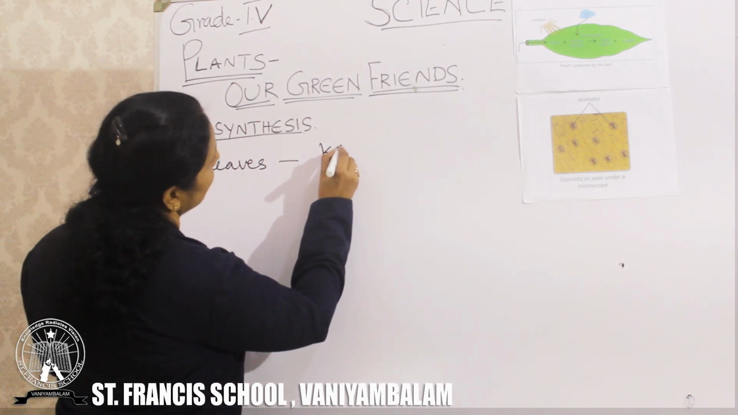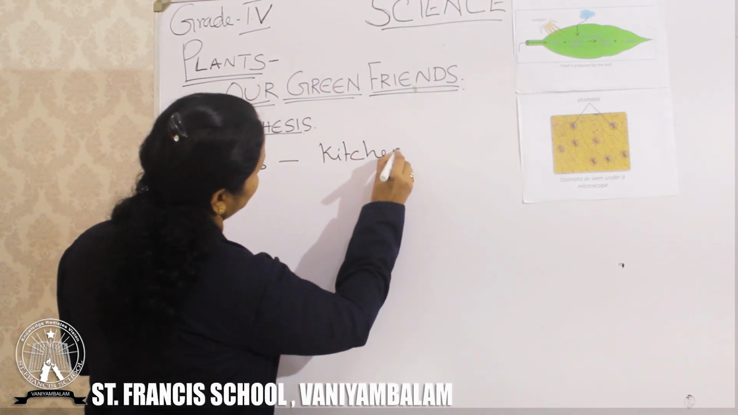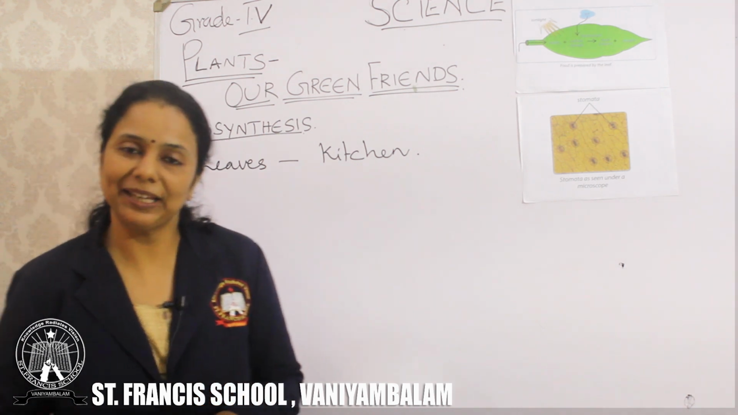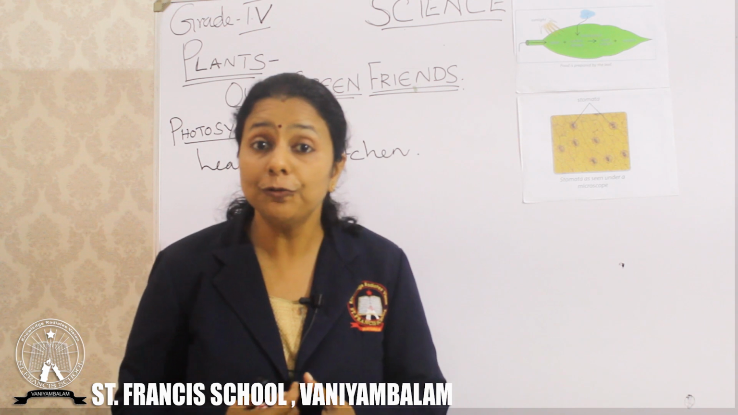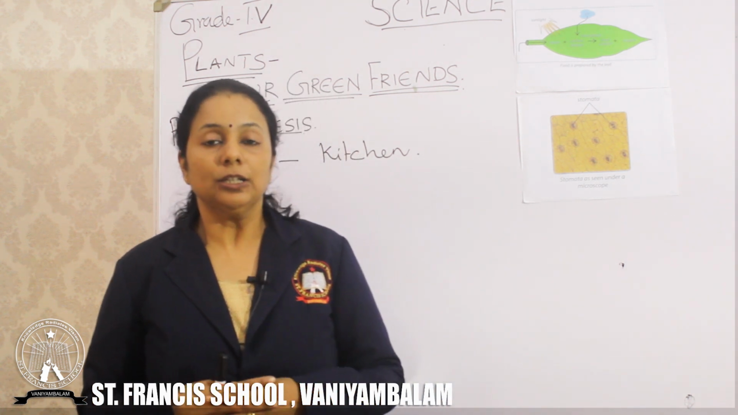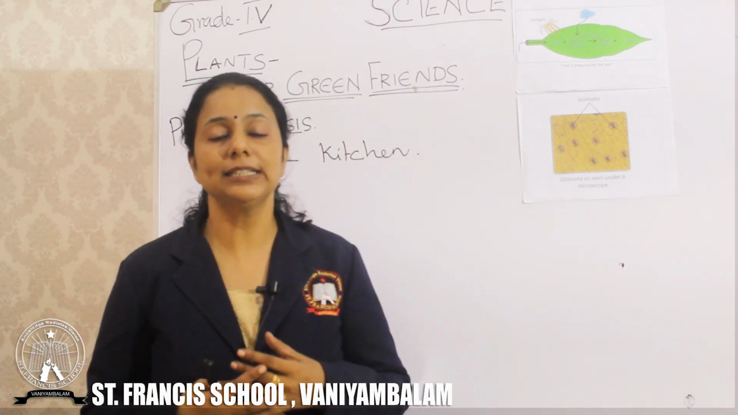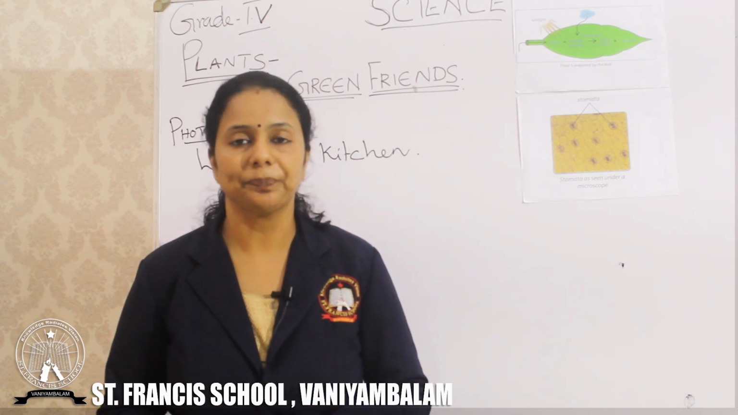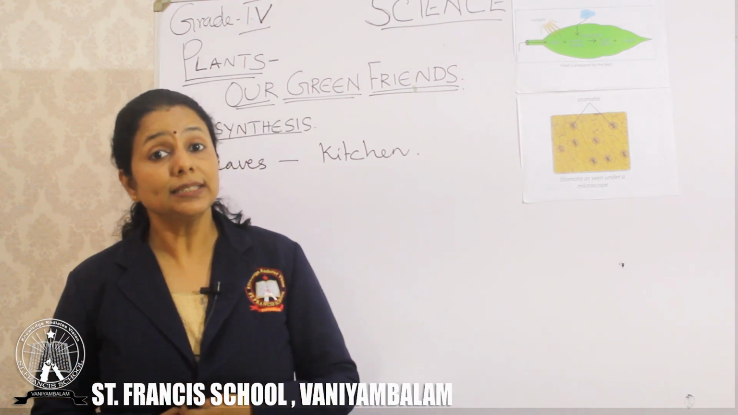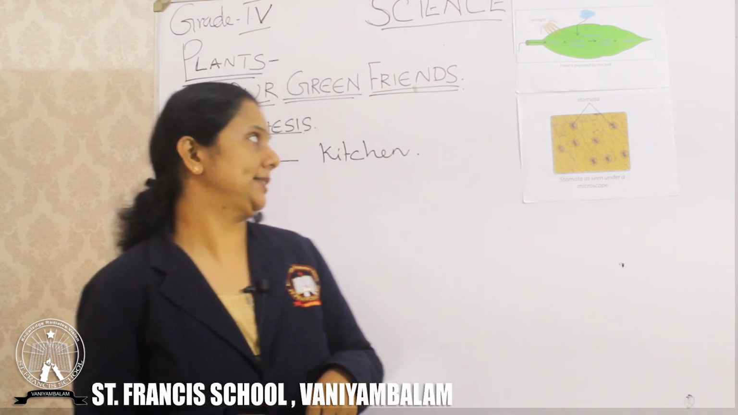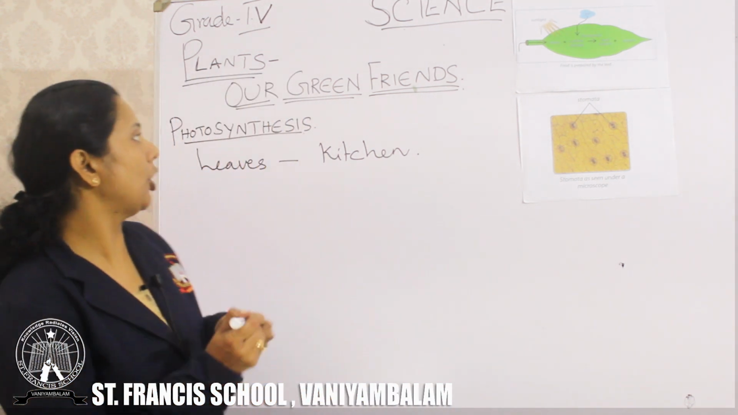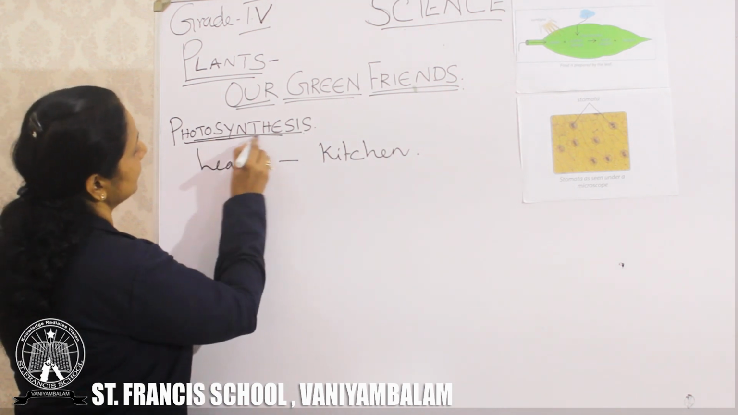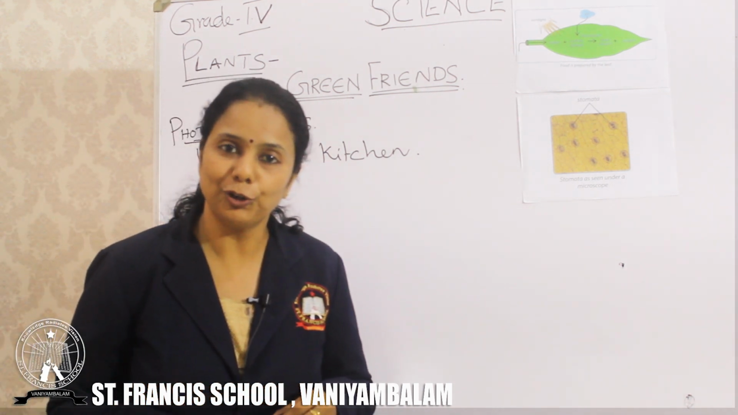Leaves are the kitchen where the food is being prepared, or we can say leaves are the food factories of the plant. So in leaves, the food is prepared for the plant. Now the process is called photosynthesis. In plants, the food making process is called what? Photosynthesis.